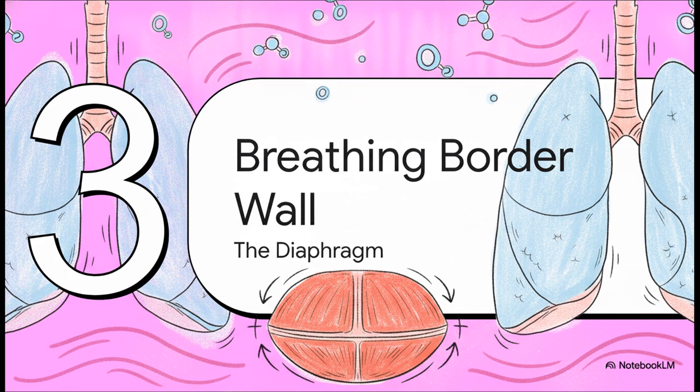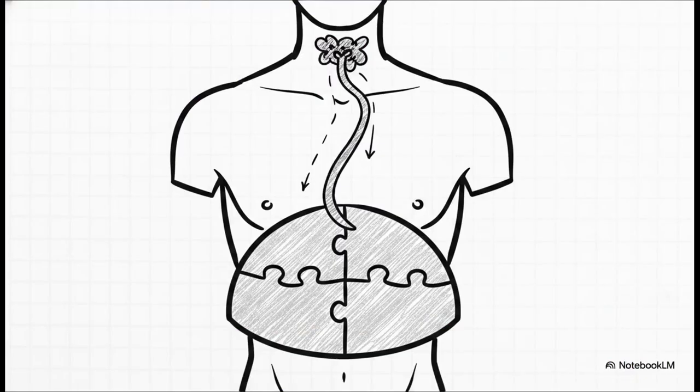Section 3, the breathing border wall. Let's talk a bit more about the diaphragm. The diaphragm is wild, guys. It doesn't just magically appear in the middle of your torso. It has a super complex origin story. It actually pieces itself together from 4 totally distinct embryonic structures: the septum transversum, the pleural peritoneal membranes, the dorsal mesentery of the esophagus, and the body wall.